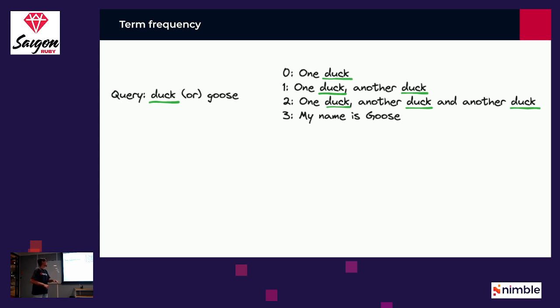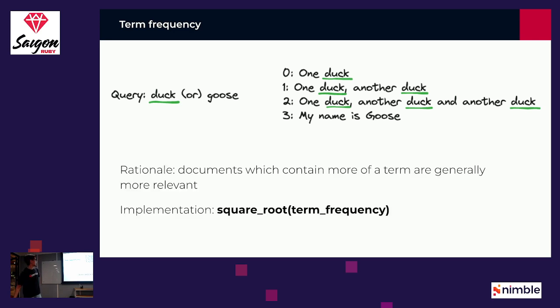Oh, okay. Yeah. Why? Do you have any reason for it? Number of repetitions. Yeah, you're right. So the intuition, the rationale, is that documents which contain more of the term are generally more relevant. If you have done SEO before, like search engine optimization for Google, this is very textbook. So it's a signal that says, hey, the second document contains three times the term duck.